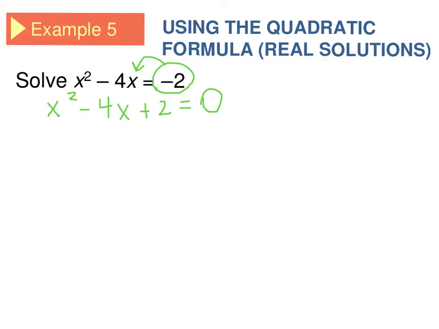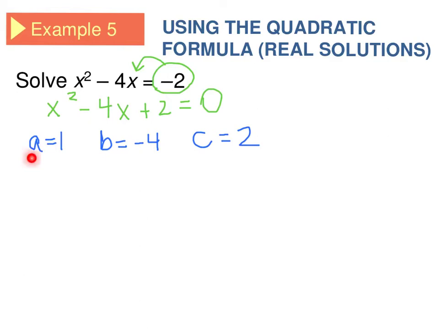I am ready to identify my a, my b, and my c at this time. A is with x squared, and the coefficient with x squared is 1. So a will be equal to 1. B is with the x term, so the coefficient of x is negative 4, so our b is negative 4. And c is positive 2, always the constant. In the case that we don't have an x term, then b would be 0. If we didn't have a c term, c would be 0. But we should always have x squared in order for it to be quadratic.